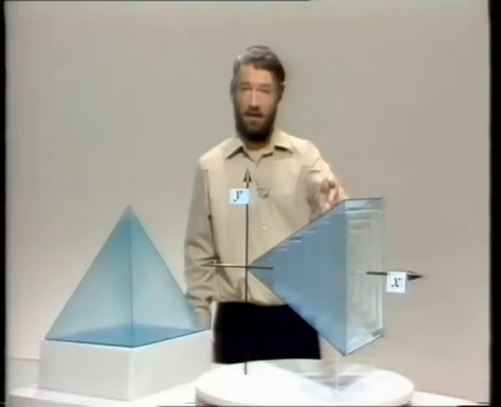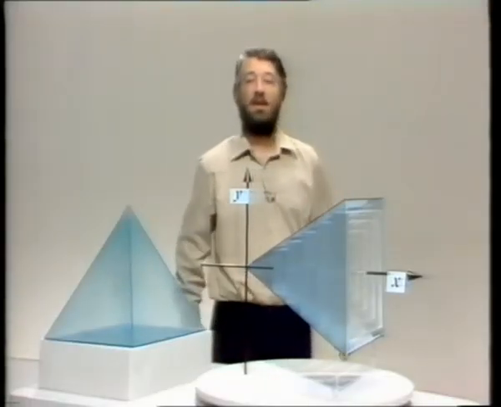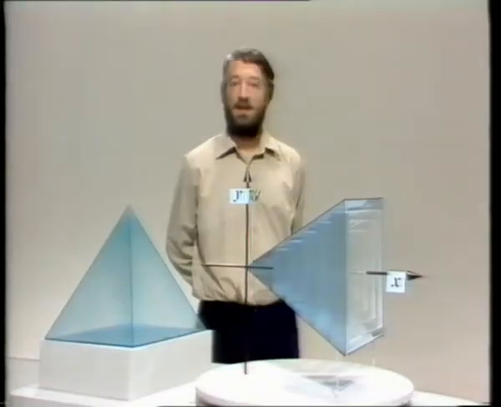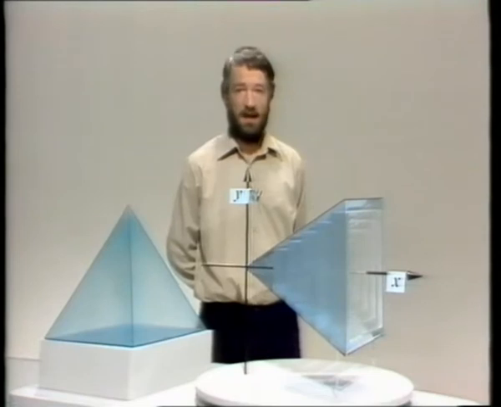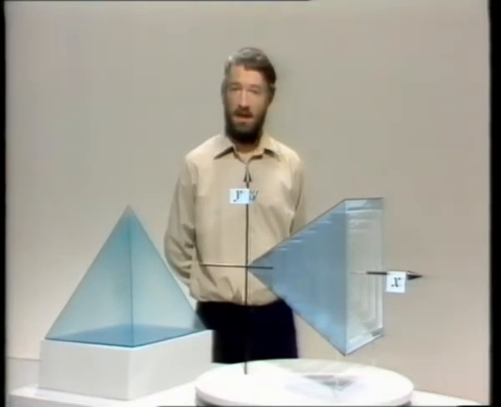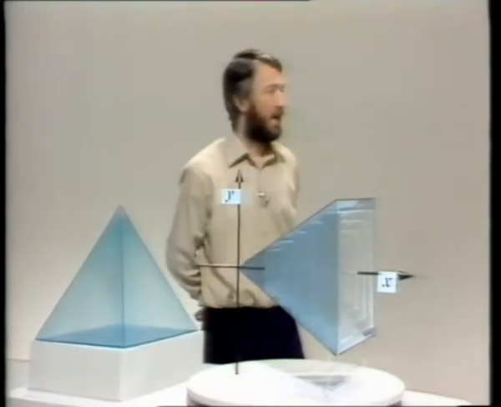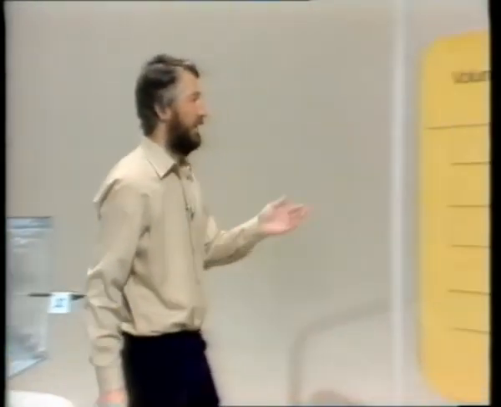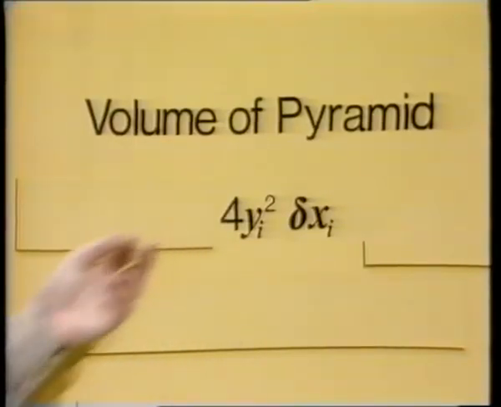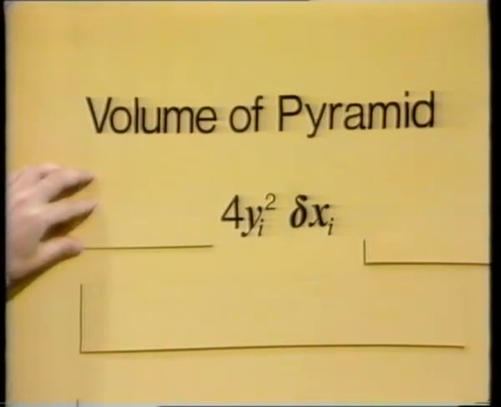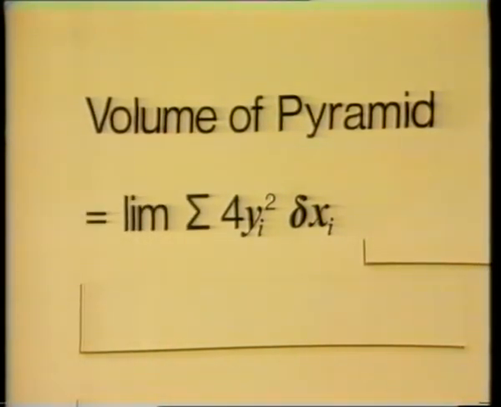We need an expression for the volume of this block. If it's xi from the vertex, and we call the height yi, then the square has side twice that, and so its area is 4yi squared. So the volume is area 4yi squared times thickness, delta xi. And I've written that down here. So to get the volume of the pyramid, we sum over all blocks from 0 to h and take the limit as delta xi tends to 0.